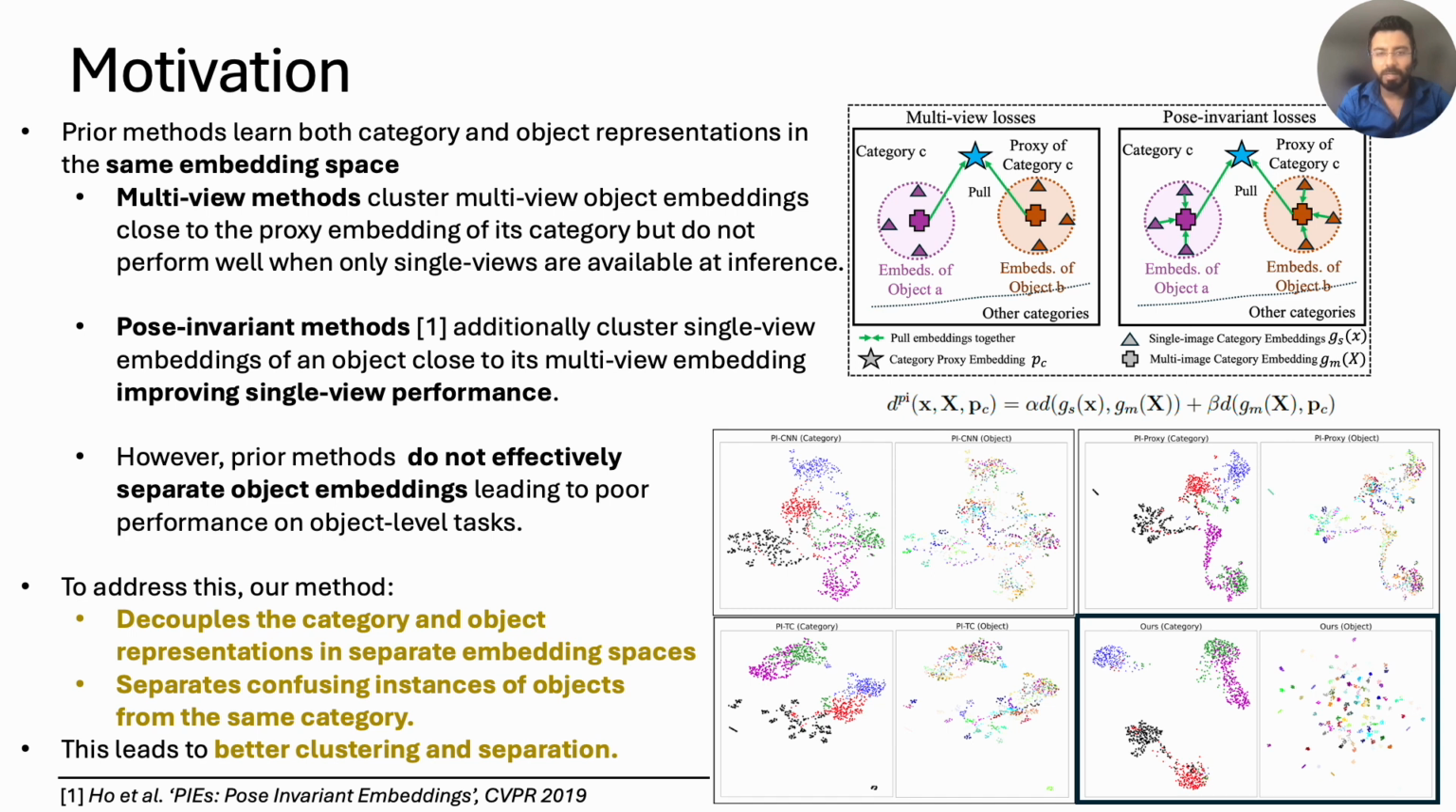In contrast, our method decouples the two representations, capturing category and object-specific discriminative features in separate embedding spaces. Also, unlike prior methods, we separate confusing instances of objects from the same category that would otherwise be much too close together in the embedding space. Since the embeddings are better clustered and separated, we learn more discriminative embeddings.